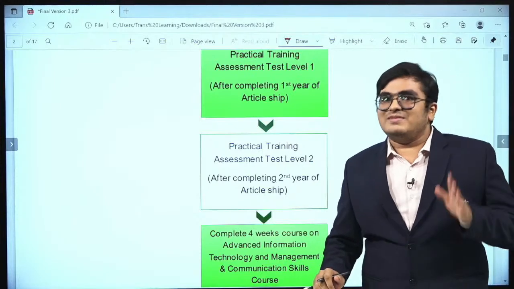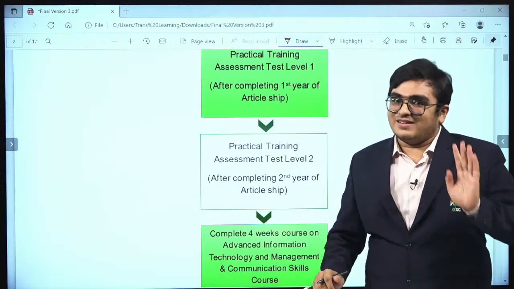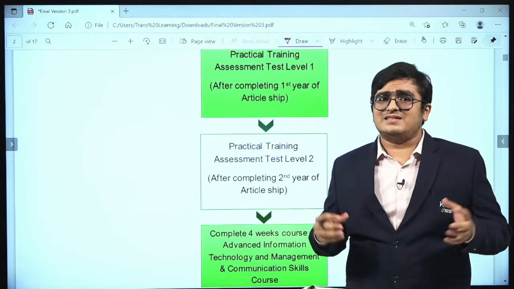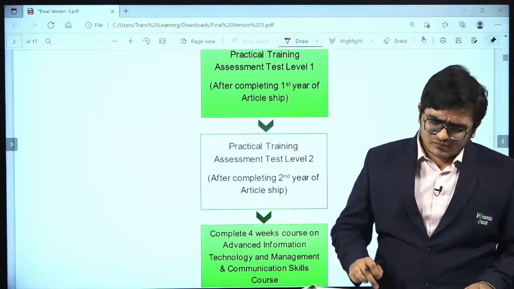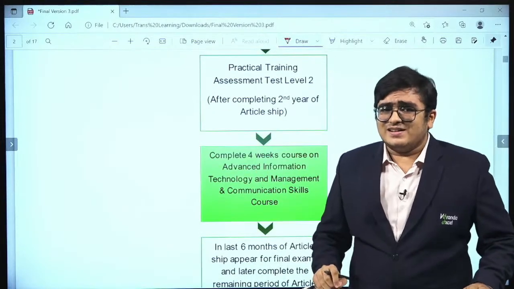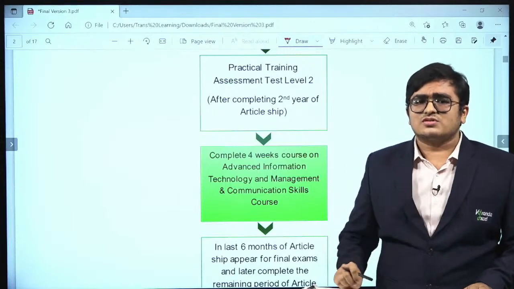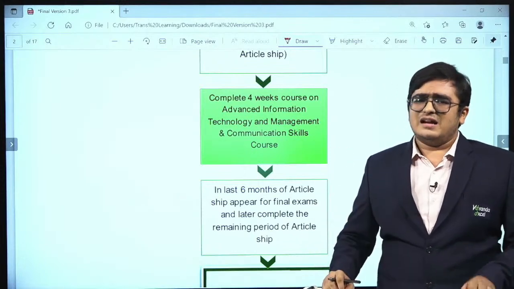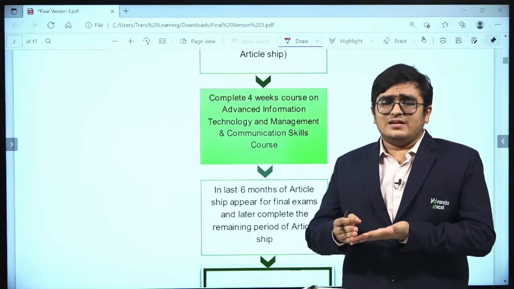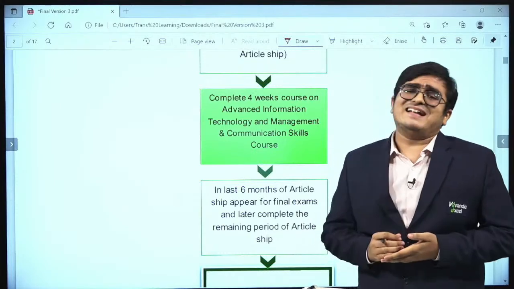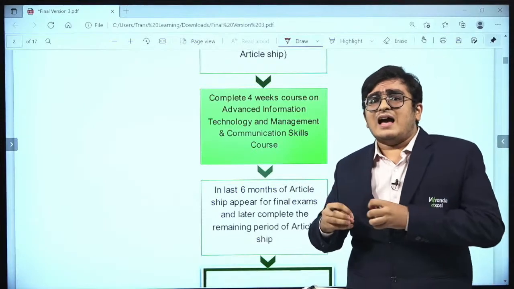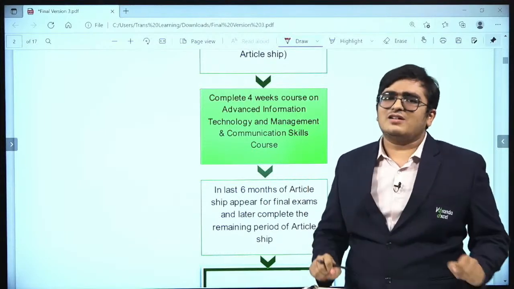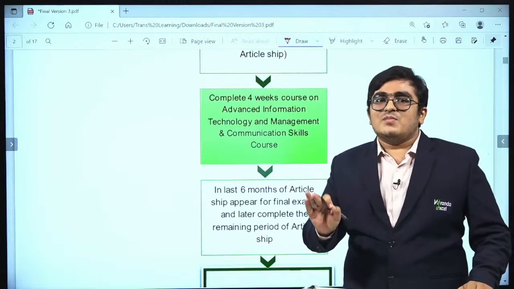So that's why people, never ever think about getting into a dummy articleship, okay, because you are missing out on the fun and the practical experience and all the amazing things that you experience in those 3 years of articleship. You are done with the practical training assessment test. Then again, a 4 weeks course on advanced information technology and management and communication skills. Now advanced information technology, what you have basically learned after your intermediate, they will develop on. They'll teach you higher grades of software. Let's say Excel, they'll teach you advanced Excel so that you can excel in your career. And then there is the management and communication skills course.